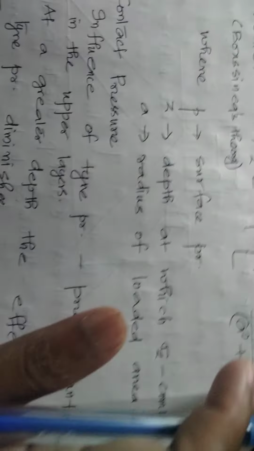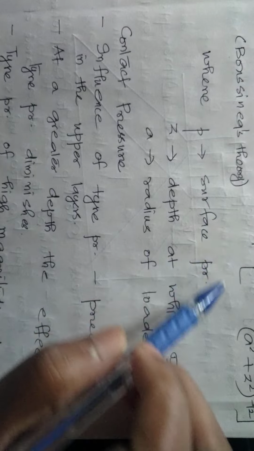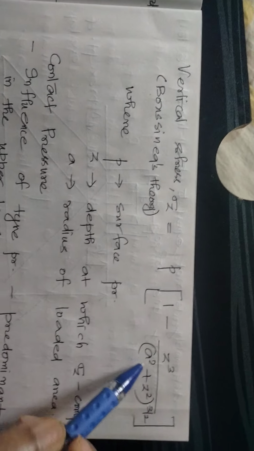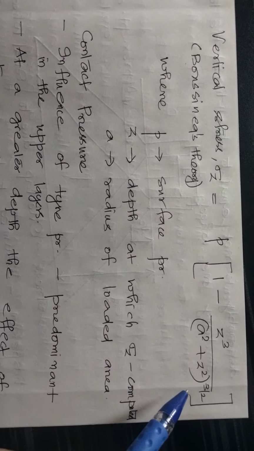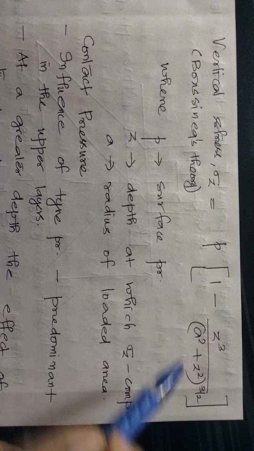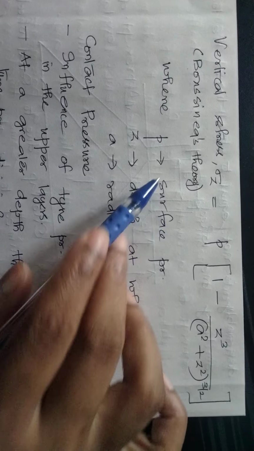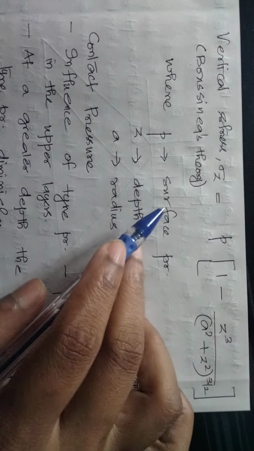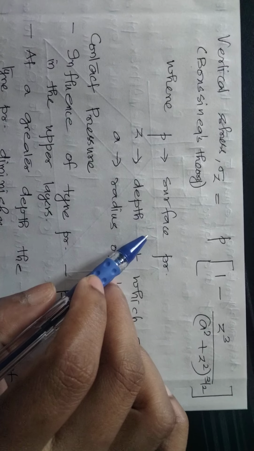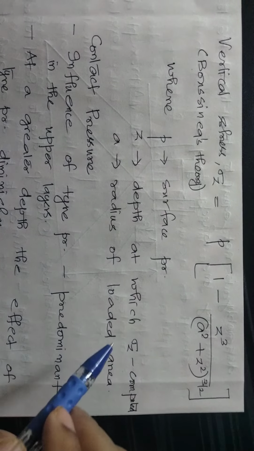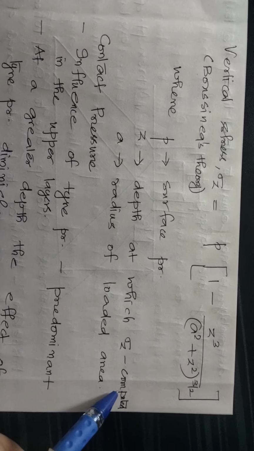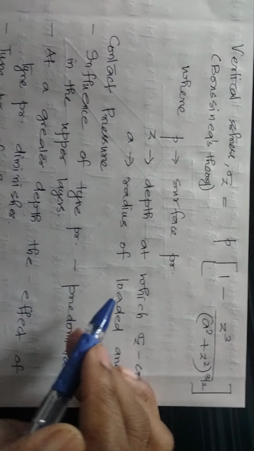So the vertical stress sigma Z is given by P into 1 minus Z cube by (A square plus Z square) whole raised to 3 by 2, as per Boussinesq's theory, which we have already seen, where P is the surface pressure, Z is the depth at which sigma Z is computed, and A is the radius of the loaded area.